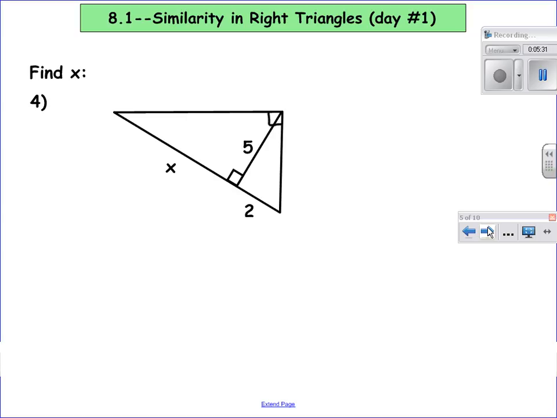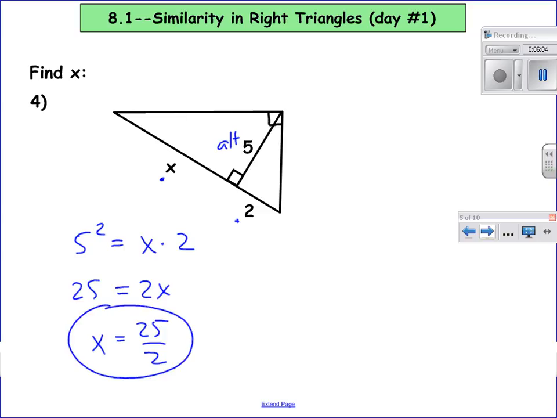All right, let's take a look at this guy. So the altitude is 5. So 5 squared equals x times 2. So 2x equals 25, and nothing nice happening here. X equals 25 over 2, which is 12 and a half. Okay?